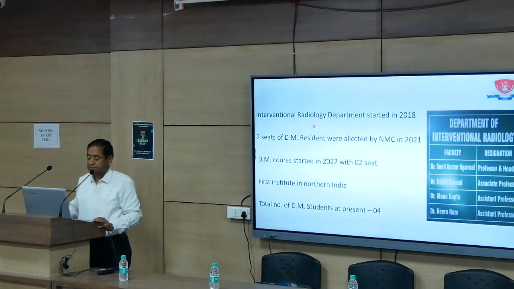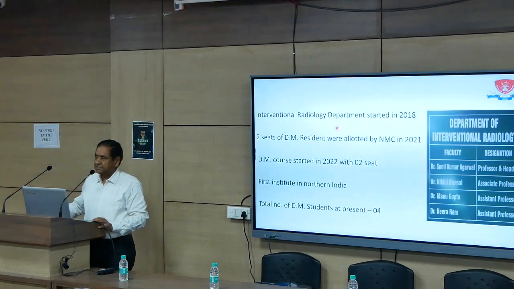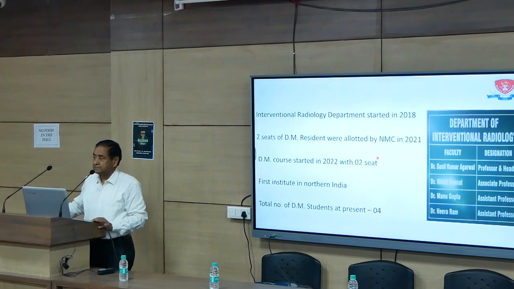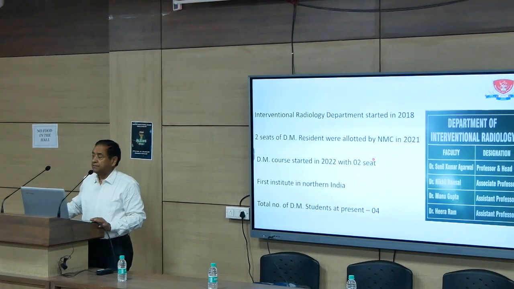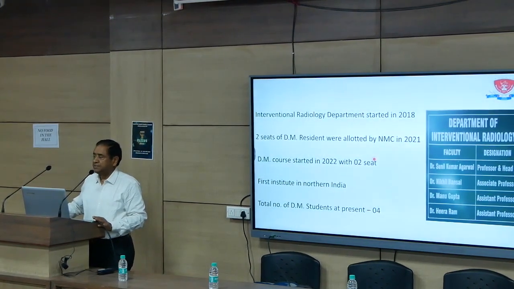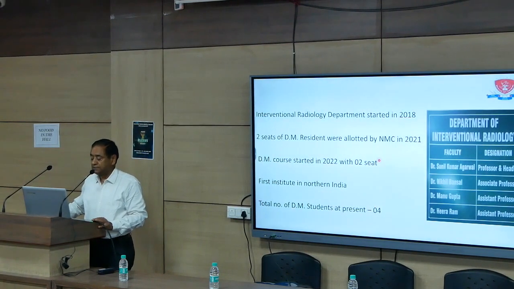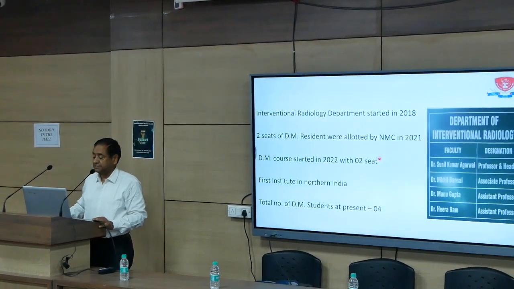The Interventional Radiology Department was established in this institute in 2018, and in 2022, the first two residents of the DM Interventional Radiology were admitted. I am happy to say that our institute is the first institute in northern India where the DM course of interventional radiology was started. At present, there are 4 DM students in our department.